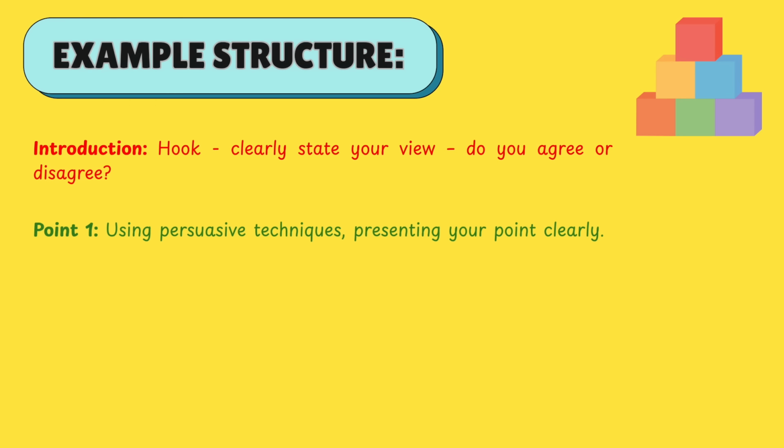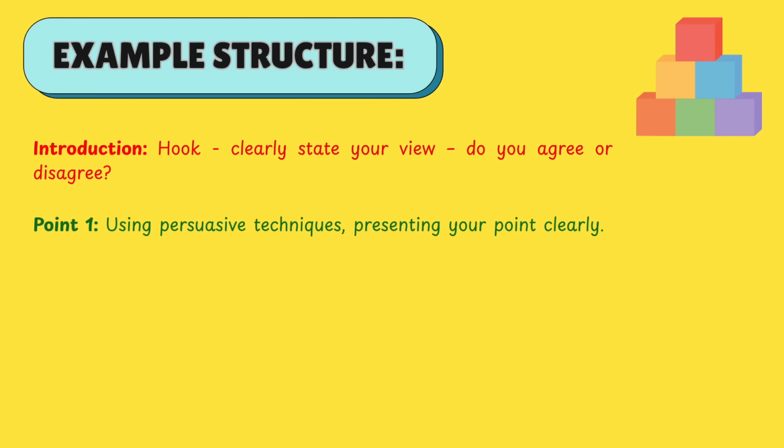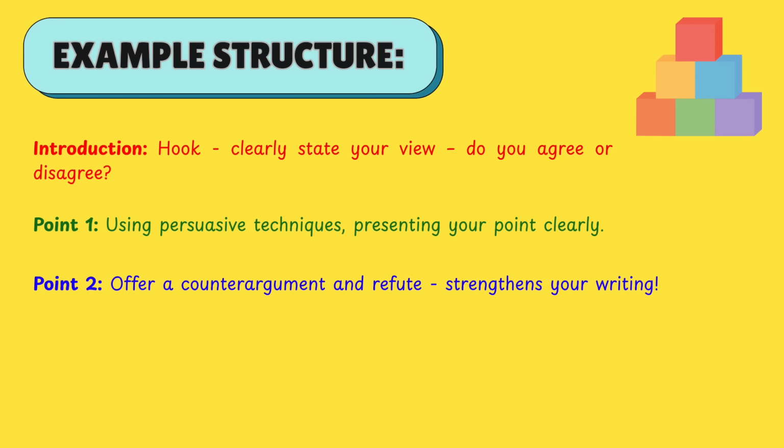Okay, so after this, you want to move on to the first main point of your argument or persuasive discussion. You want to make sure this first point is very strong and uses persuasive techniques and relevant examples. Of course, make sure you do this throughout the whole of your writing for question 5. When you get to writing your second point, offer a counter-argument and then refute it. This shows balance and will advance your persuasive writing.